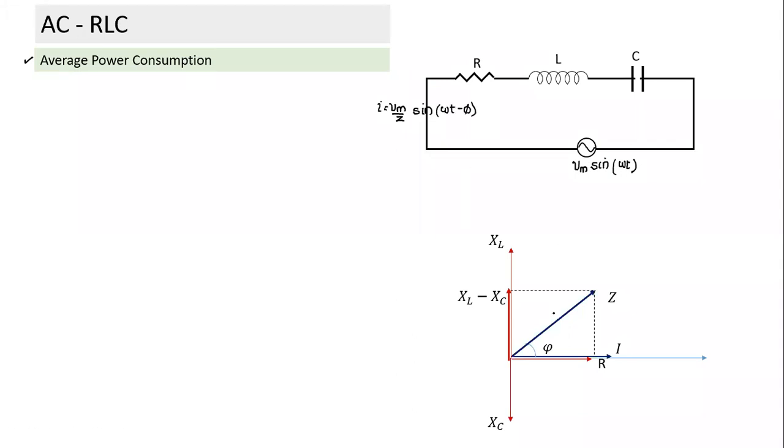If this is the phasor diagram given, based on this, this will become the current. So current is known. Can we calculate what the average power consumption will be here? How would we calculate average power consumption in this circuit? Anybody? So it's RMS current squared into the resistance, right?